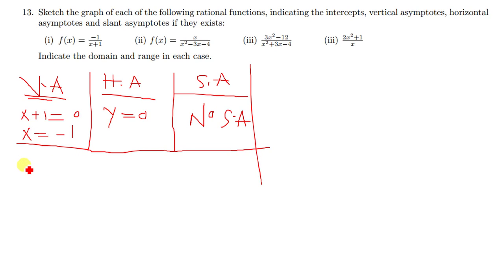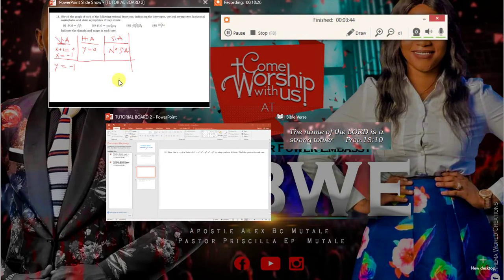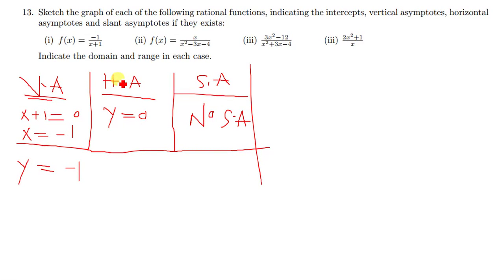Let us now find the y-intercept. In the y-axis, we know the value of x is equal to 0. So we put 0 where there is x, meaning we're just going to have our final answer as -1 over 1, which is simply going to give us -1. So it's cutting the y-axis at -1. Let's now quickly move on to sketching.